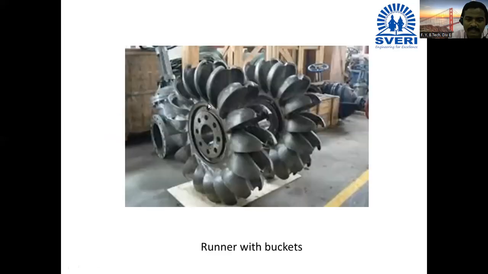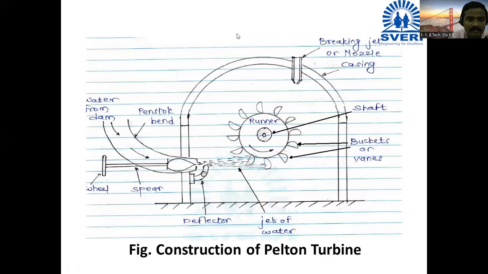So please put the heading Pelton Turbine. This Pelton turbine is also called an impulse turbine. You can put in brackets impulse turbine. Okay, so we have to draw the diagram of the Pelton turbine. Please follow my instructions along with me.